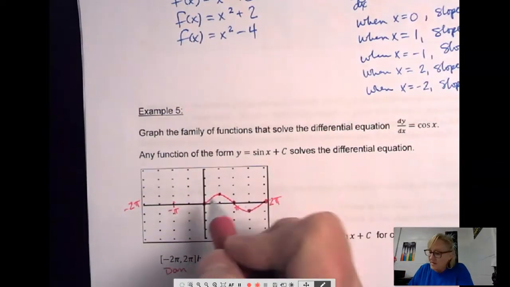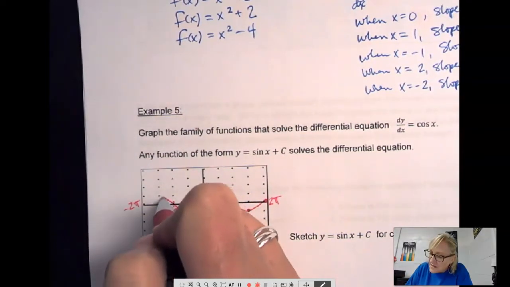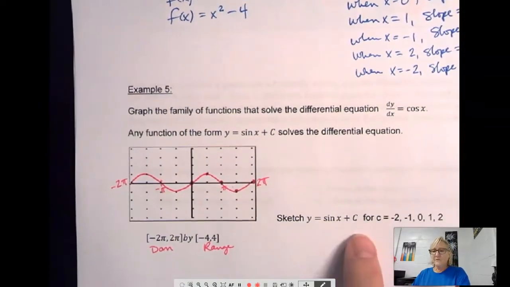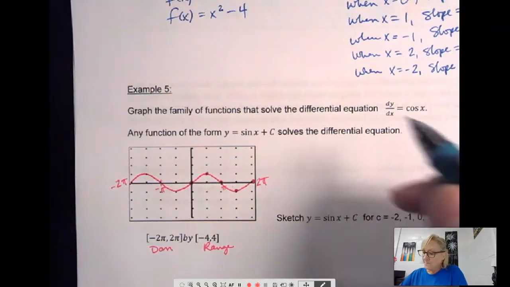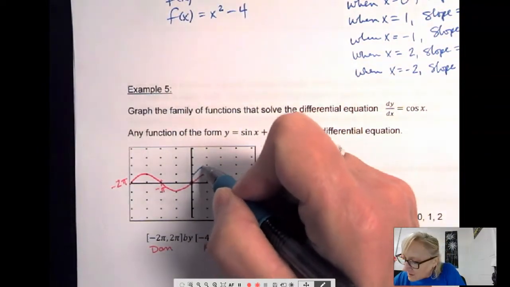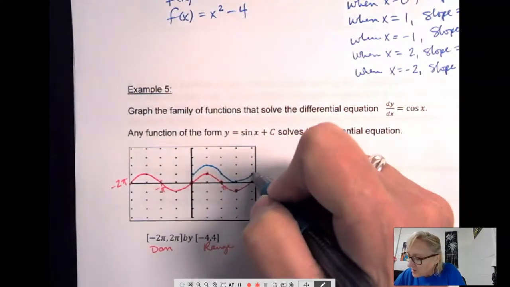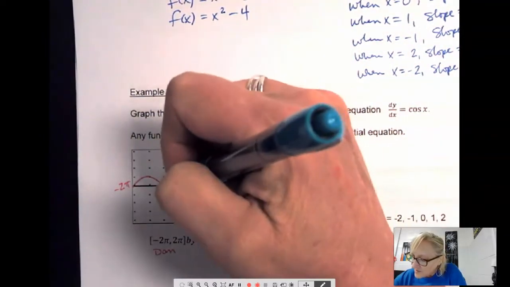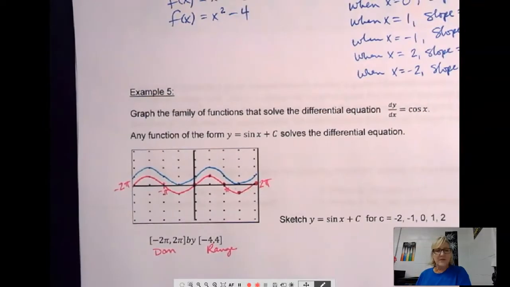And of course the opposite thing is happening over here. So I dip down, back to the x-axis, go up, and back down. So that would be for c equals 0, just your plain old sine curve. Okay, let's do c equals 1. So basically all of these things that I just graphed shift up 1 unit. So all those points that I just plotted, I'm following them along and moving everything up 1.